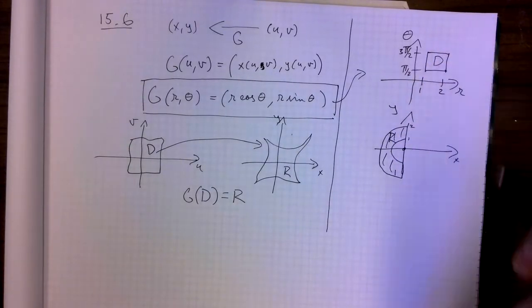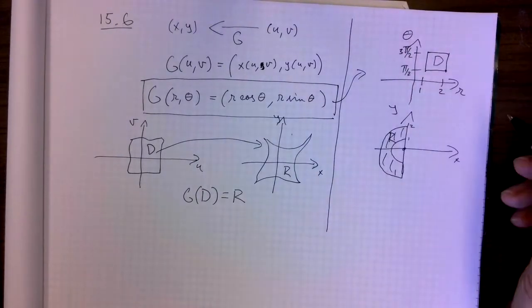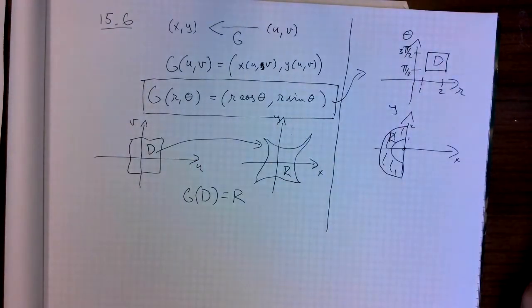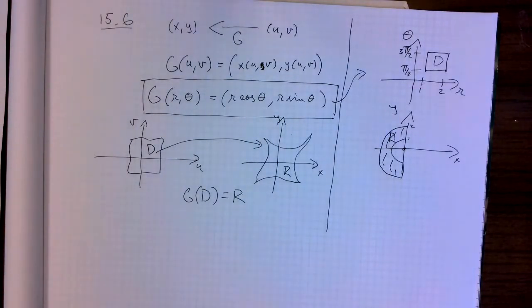right? And that's really why, over here in polar coordinates, we're always restricting theta to some interval of length 2 pi, maybe between 0 and 2 pi, or maybe between minus pi and pi. We really didn't want several different points going to 1.